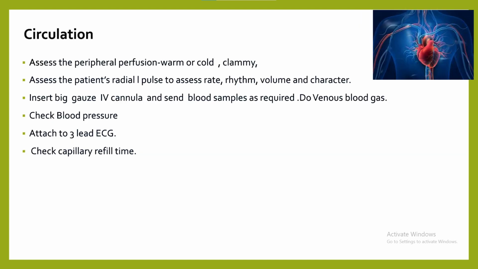Circulation. Assess the peripheral perfusion: warm or cold, clammy. Assess the patient's radial pulse for rate, rhythm, volume, and character. Insert a large-gauge IV cannula and send blood samples as required. Do a venous blood gas. Check blood pressure. Attach to a 3-lead ECG. Check capillary refill time.